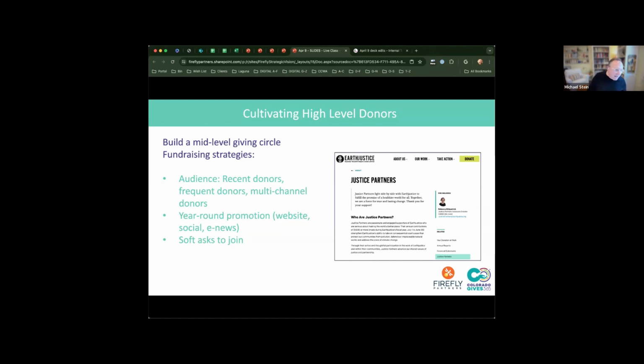I am just quickly looking at the chat. Jordan, I see a message from Katie Nevin. When thinking about segmenting by giving level, how do monthly donors fit into these segments? That's a great question. Do you think about their giving level by the annual amount, or should we always think of them as a unique segment on their own?